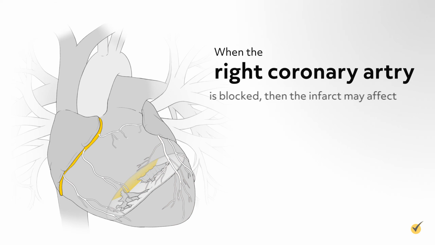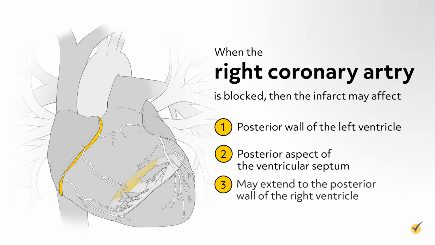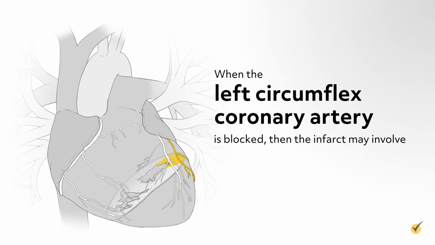When the right coronary artery is blocked, then the infarct may involve the posterior wall of the left ventricle, the posterior aspect of the ventricular septum, and may extend to the posterior wall of the right ventricle. When the left circumflex coronary artery is blocked, then the infarct may involve the lateral wall of the left ventricle.